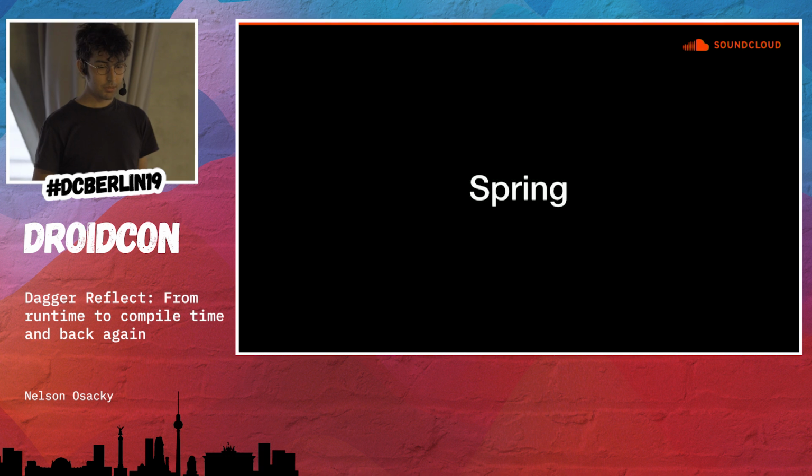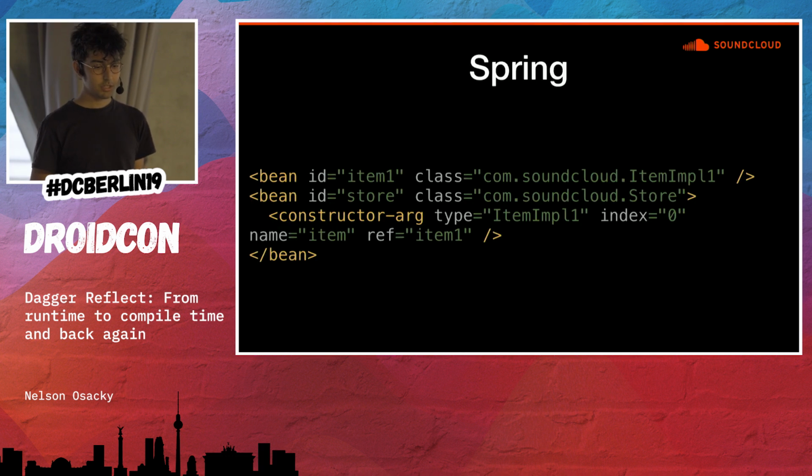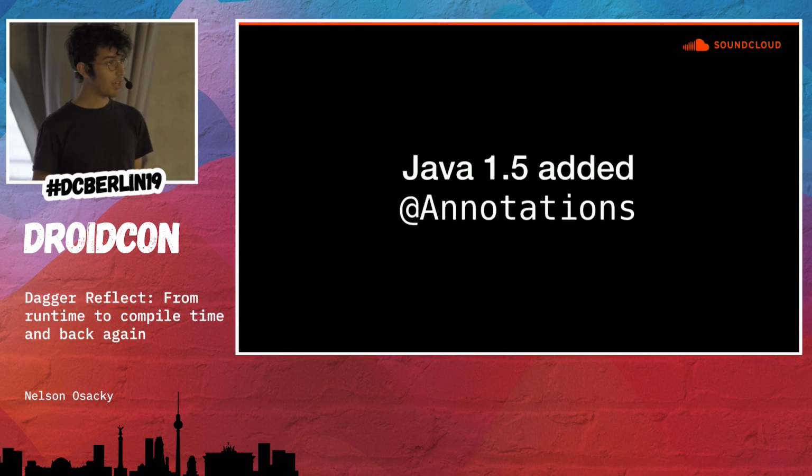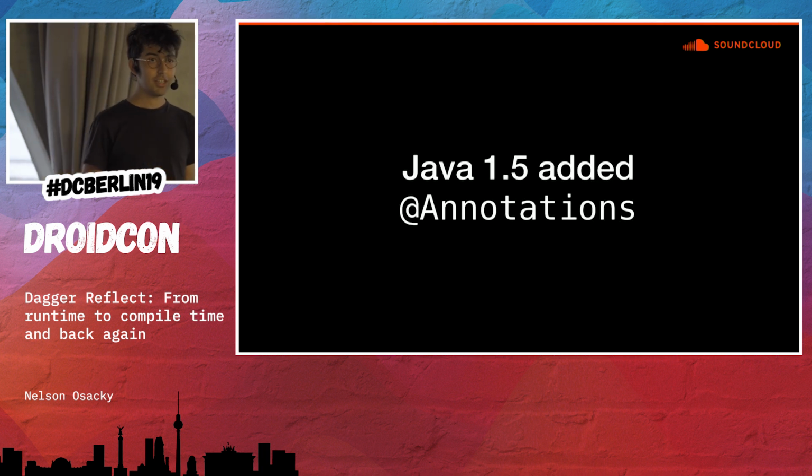So some of these frameworks are Spring. Spring was one of the very first dependency injection frameworks. It worked like this. You had to write a whole bunch of XML configuration. It was no fun. This does exactly the same thing as what the other slide did, but it's a lot more complicated. And then Java 1.5 came along and added annotations.